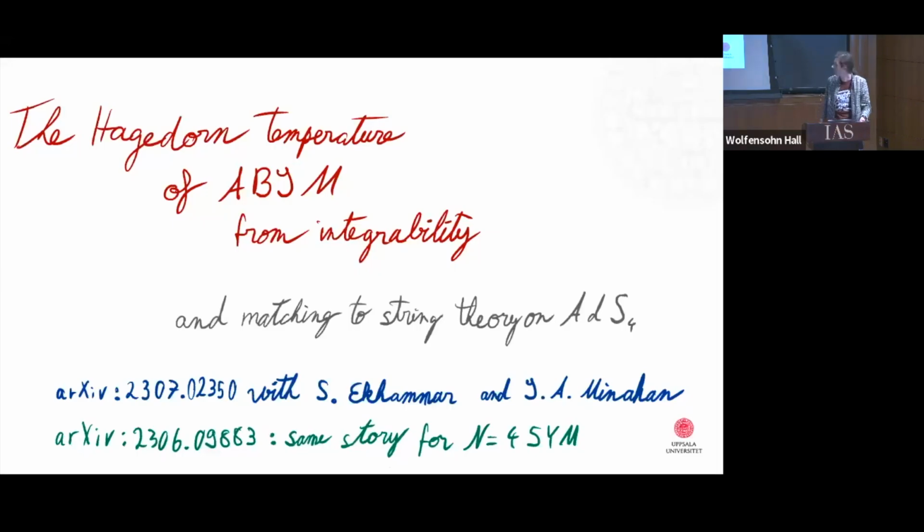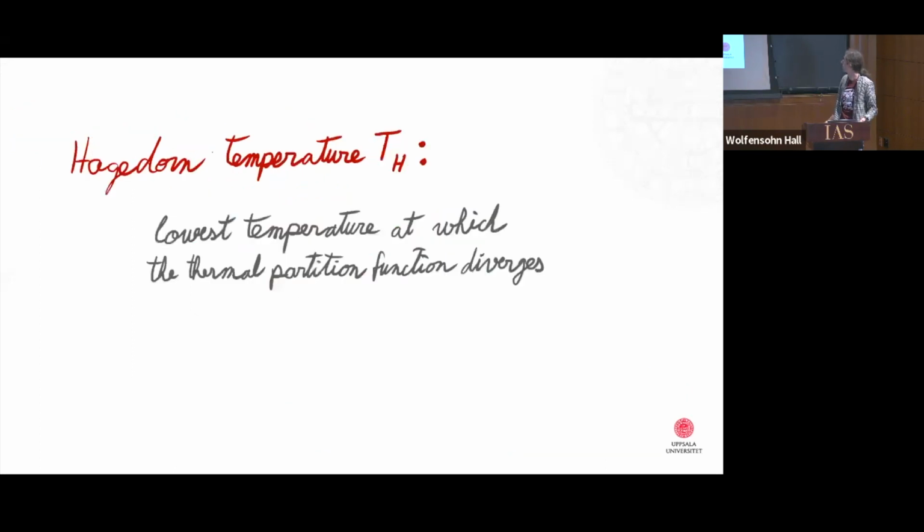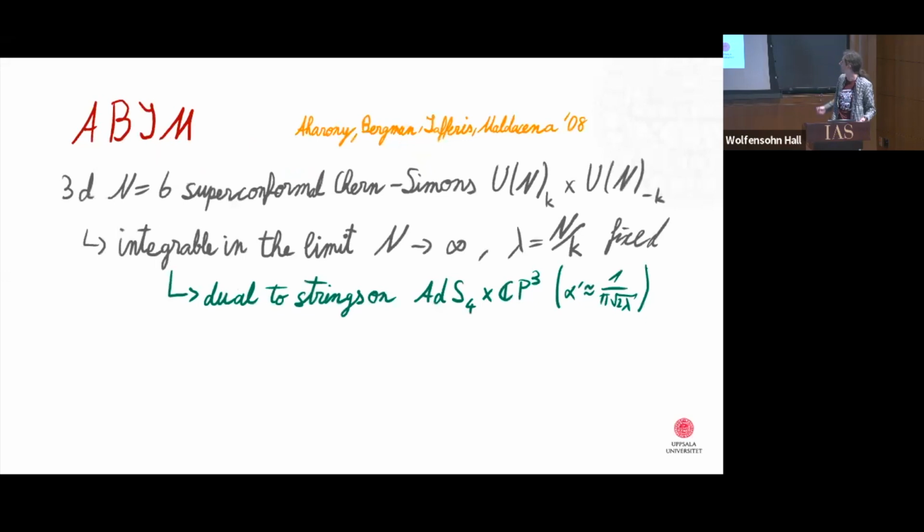Okay, so I'll talk about the Hagedorn temperature of ABJM and how we compute it from integrability. This is work together with Simon Irkhammer and my supervisor, Joe Minahan. The Hagedorn temperature is defined as the lowest temperature at which the thermal partition function diverges. The theory we computed it for is ABJM theory, the 3D N=6 superconformal Chern-Simons theory based on the U(N) level K cross U(N) level -K gauge group.